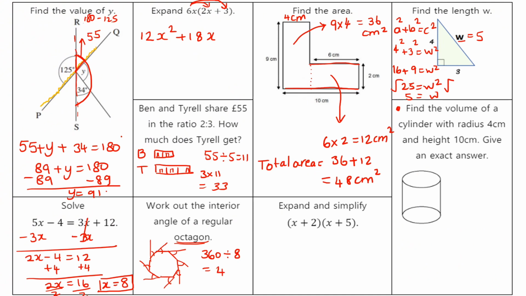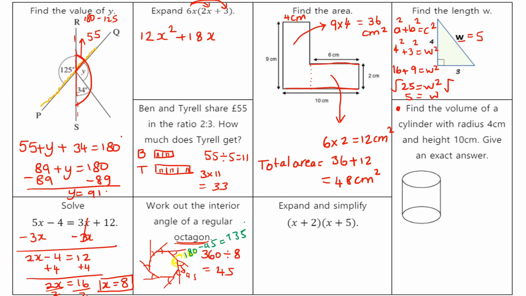So if this is 45, let's say one of these is 45, and I'm just going to use a different pen. This bit here, along with the 45 we found, should give us 180 degrees. So if I take 45 away from 180, that will give me my final answer, which is going to be 135 degrees.